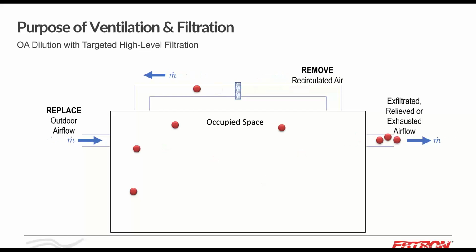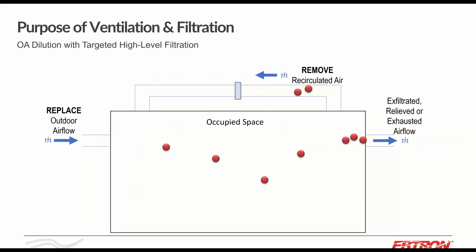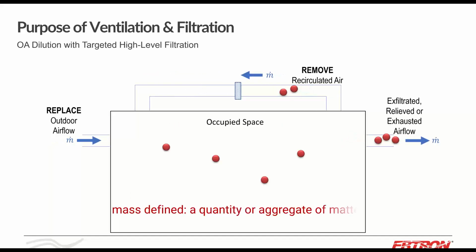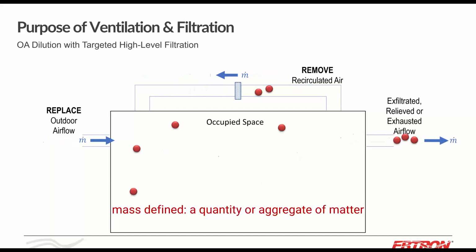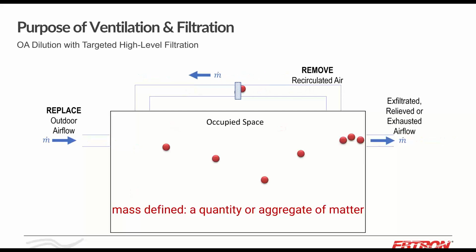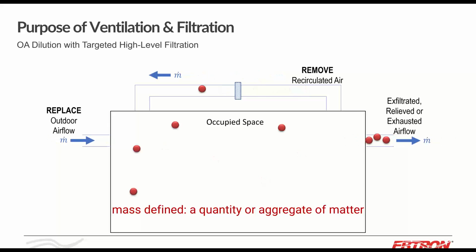So we'll start with the basics. There are two known sources to remove contaminants from indoor spaces: ventilation for dilution and removal with some type of filtration. Most common is mechanical filtration that's been used for a long period of time. But what are we trying to do when we're trying to remove these sources? We're trying to remove mass from the indoor space by replacing it with ventilation mass or removing it through filtration.